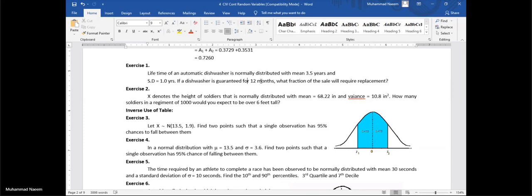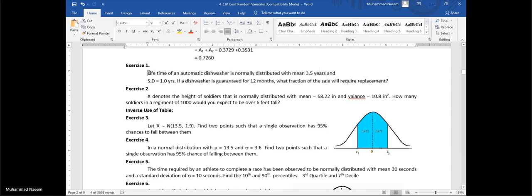Is this correct? All the electric devices, their claim will be accepted if their lifetime is within the warranty period.